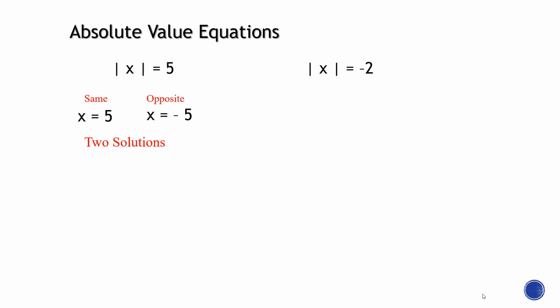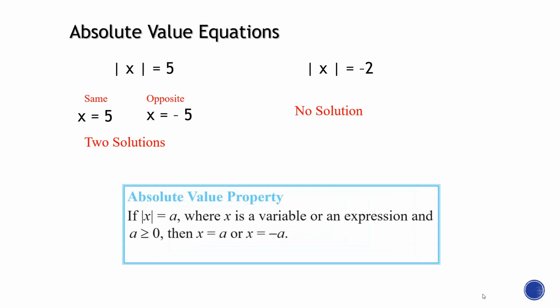Now let's go to solving absolute value equations. Okay, absolute value of x is 5. We know that the numbers that we can substitute to x are 5 and negative 5, right? So therefore we have the same and opposite. There are two solutions. Absolute value of x is equal to negative 2. Do you have a solution for that? Absolutely no. So there will be no solution.